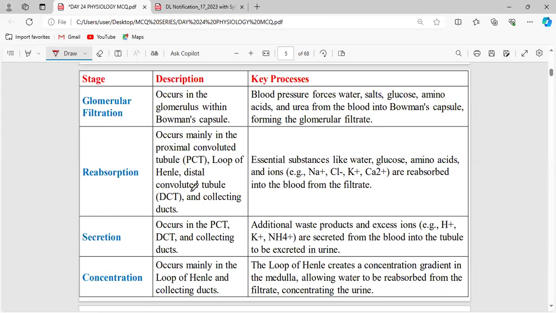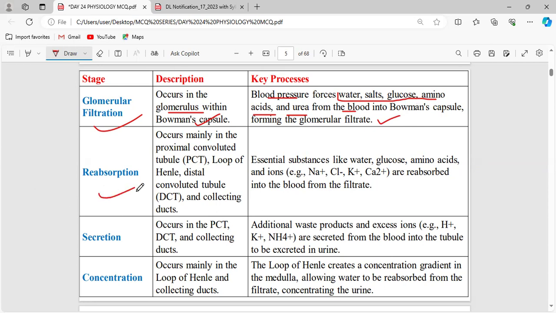Now, what are all the steps involved in the process of urination? If the urine has to be excreted from the body, certain stages occur. What is the first stage? That is glomerular filtration. We know that the glomerulus is covered by a cup, which is called Bowman's cup or Bowman's capsule. Here, pressure plays an important role. Blood pressure forces the water, salts, glucose, amino acids, and urea from the blood into the Bowman's capsule, forming the glomerular filtrate.